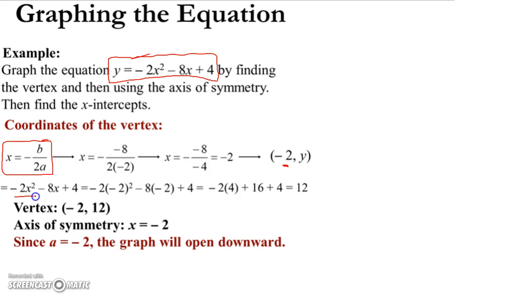Now you just go back to that original equation and plug in your x. And again, watch all your signs. Be careful. Remember, this squared applies to minus 2, and then it's multiplied by minus 2. And watch the sign here as well. Make sure you calculate it properly. You end up with a vertex of, in this case, minus 2, 12. We know the axis of symmetry is going to be minus 2 because that's what minus b over 2a was. And since our a is minus 2, the graph will open downwards, right? So we're getting there.